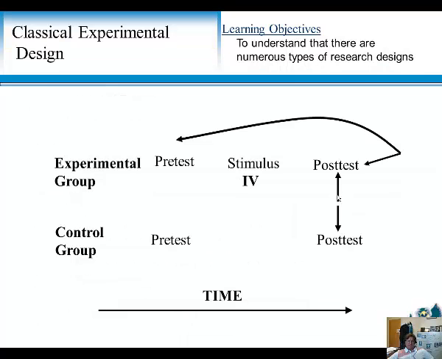So a classical experimental design, and this is a review from the last lecture, in a quantitative study might look like this. Two groups, an experimental group and control group, both pre-tested. The experimental group gets the treatment, the control group doesn't, and then we compare pre-test to post-test on the experimental group and then the two post-test scores statistically.